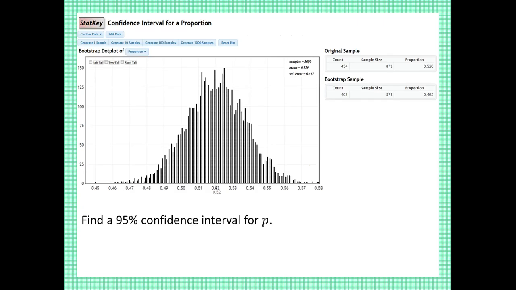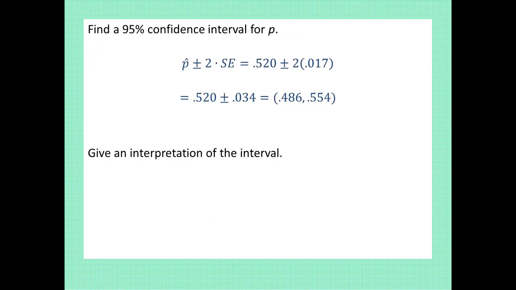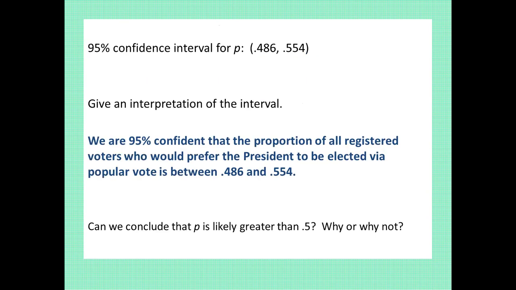So we want to get a 95% confidence interval for P. Well, we have p hat. We have the estimate of the standard error. That shouldn't be too bad. Substituting in, we've got 0.52 for p hat and 0.017 for the standard deviation of the bootstrap distribution, which is our estimate of the standard error. Couple of algebraic steps, multiply and then do the plus minus, and we've got our endpoints. And then giving an interpretation of the interval. So 95% confident at the beginning, endpoints at the end, and in between we need our parameter.